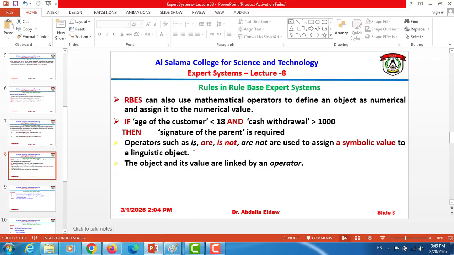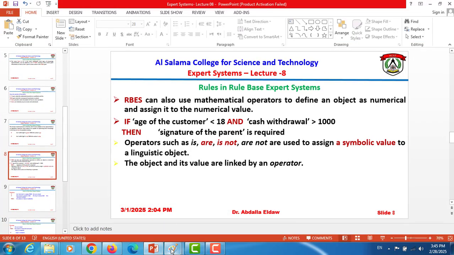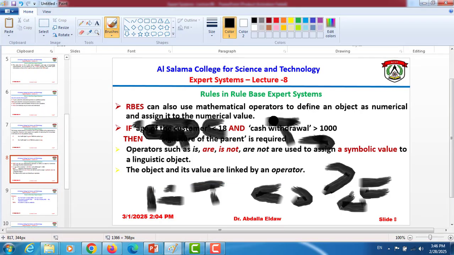Operators such as is, are, is not, are not, are used to assign a symbolic value, as I said. Instead of using a phrase here, you can use only true or false, or even you can use 0 here and 0 here, and 0, 1 or 1 to 1, according to the combination of these operators.